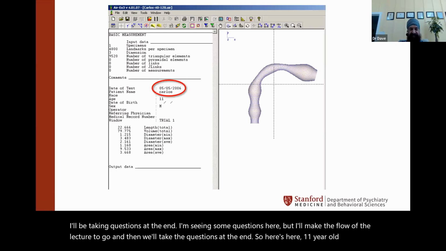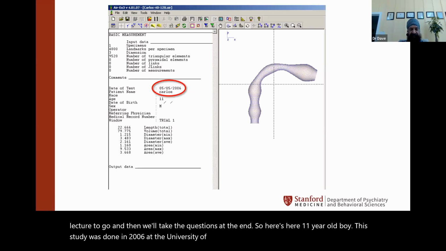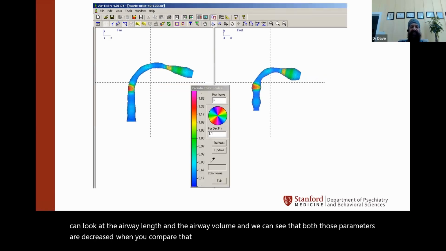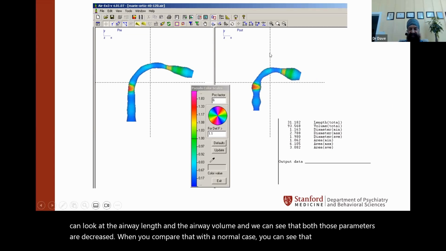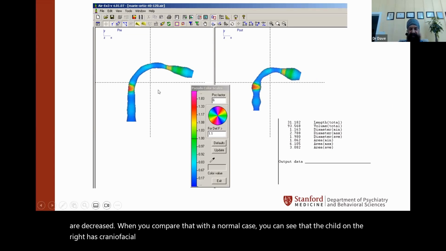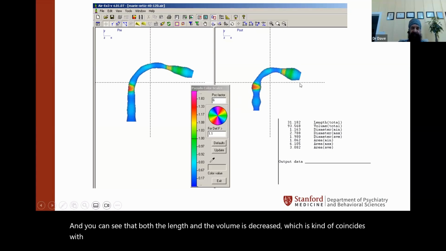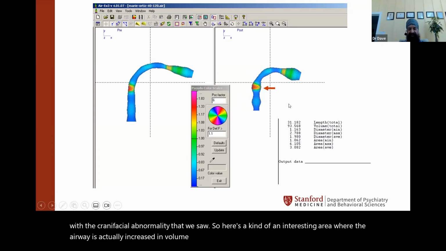So here's an 11-year-old boy. This study was done in 2006 at the University of Puerto Rico, Center for Craniofacial Disorders. We can look at the airway length and the airway volume, and we can see that both those parameters are decreased. When you compare that with a normal case, the child on the right has craniofacial microsomia. The child on my left on the screen has a normal airway, and you can see that both the length and the volume are decreased, which coincides with the craniofacial abnormality that we saw in the child with craniofacial microsomia.